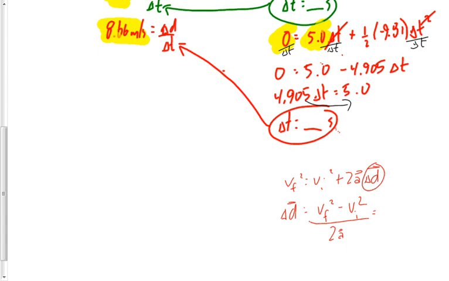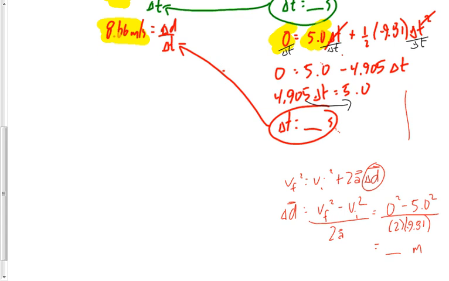Now VF, vertically, as it goes up, what's VF at the max height? 0. So let's say 0 squared minus VI squared, where the Y component of the initial velocity is 5 meters per second, over 2 times negative 9.81. And whatever that works out to be, that is our maximum height.